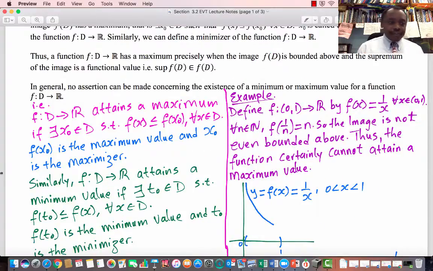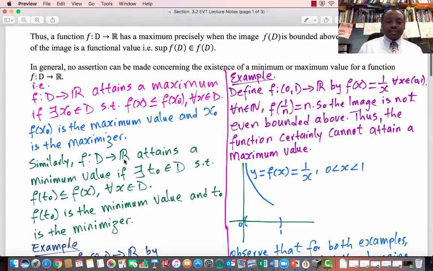Now, as a quick review, what we are saying is that the function f from D to R attains a maximum if there is an x0 in D such that f of x is less than or equal to f of x0 for every x in D. And once more, f of x0 is a function value and it actually equals the sup. f of x0 is the maximum value and x0 is known as the maximizer of the function f from D to R.